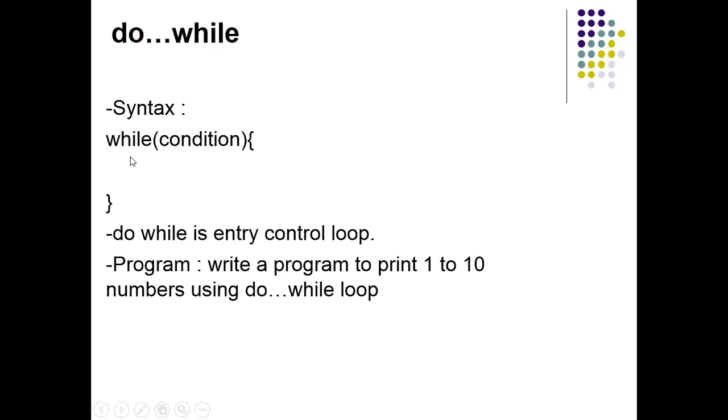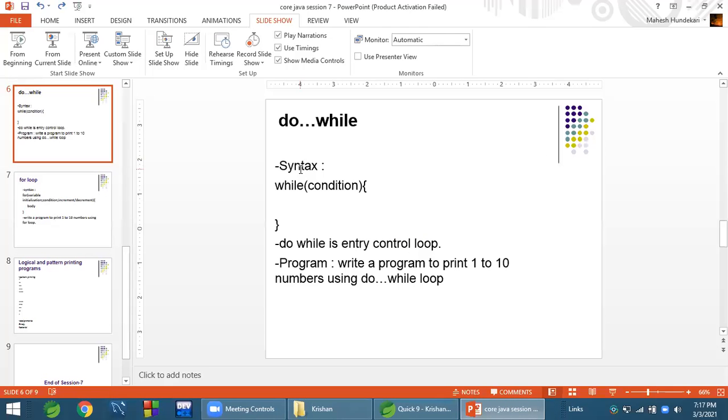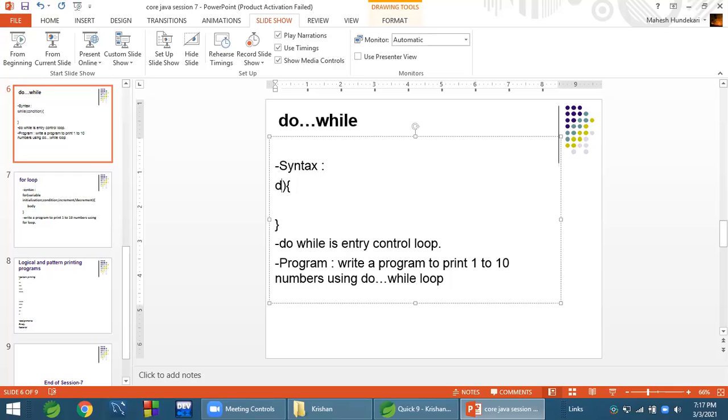Just a second. I have to update this one part. This is do. Syntax is: first write do, here a semicolon. Do, then the body, then the while condition. This is the syntax for do while.